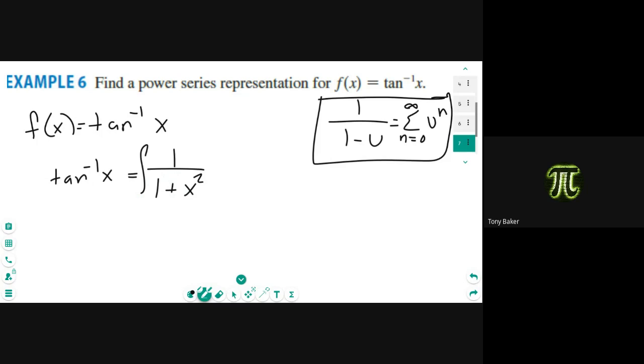All right. How do I get that to look like that? Substitution. What was the very first problem I did today? It's one plus x squared. So u equals negative x squared. So what was the summation? What was the answer? We already did this. Negative one to the n times x to the 2n. Right. So that's that.